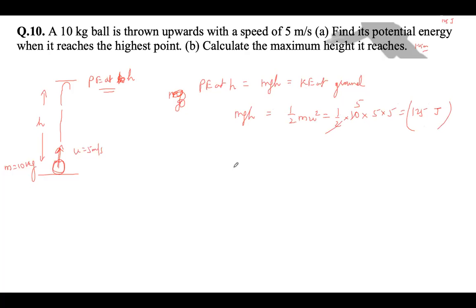Now maximum height it reaches. mgh is 125. h is equal to 125 by m is 10 kg, g is 10. 125 by 100. So that will be 1.25 meter. तुमने g क्या 9.8 लिया है?